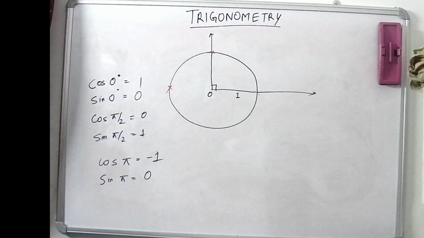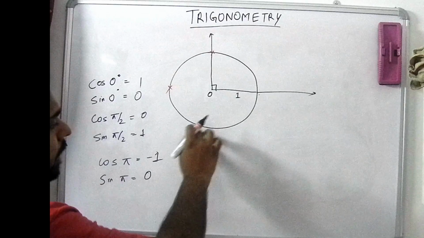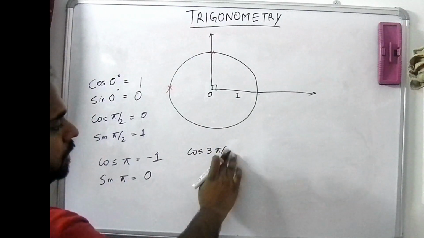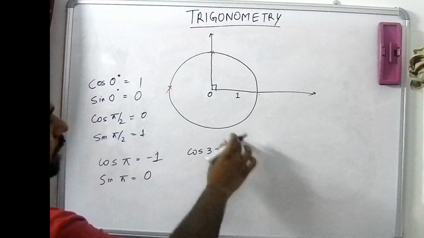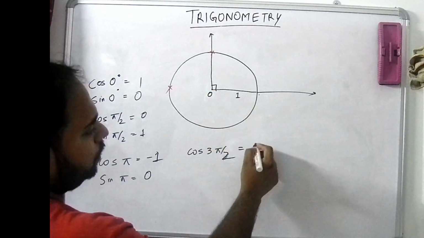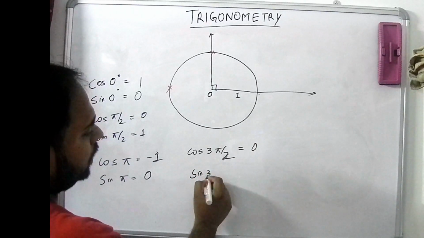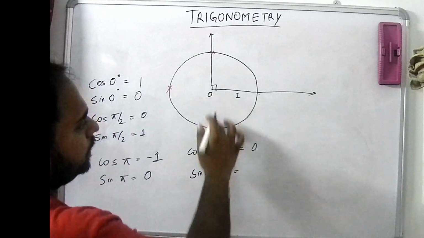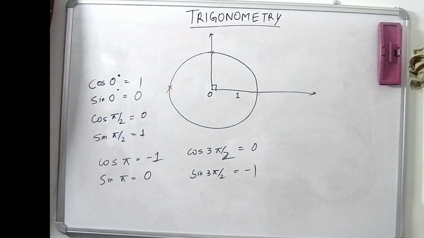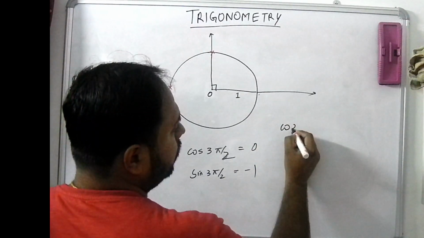Now 3 pi by 2, again standing here. So cos of 3 pi by 2, that is 3 times 90 degrees, which is 270 degrees. So I am standing here. The x coordinate is 0, and sin of 3 pi by 2, which is the y coordinate, is nothing but minus 1. And when I make it 2 pi, what happens is cos of 2 pi.